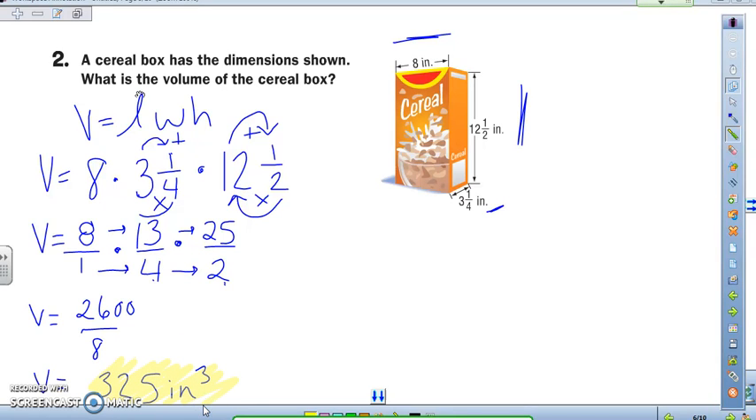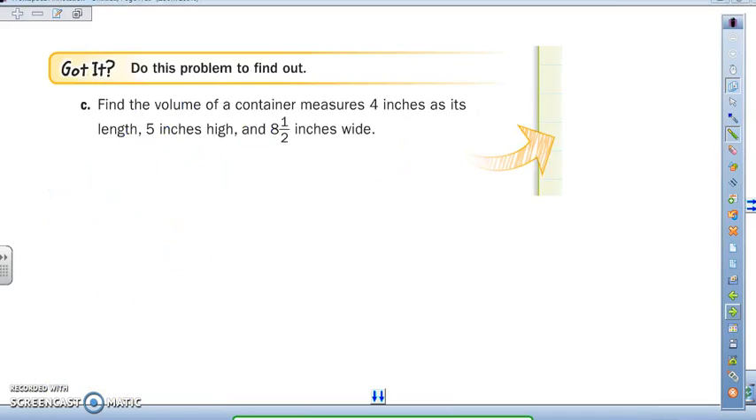All right, when you are ready, let's turn, or I will turn, you might not need to. And we're going to try this, got it. We will do this one together.